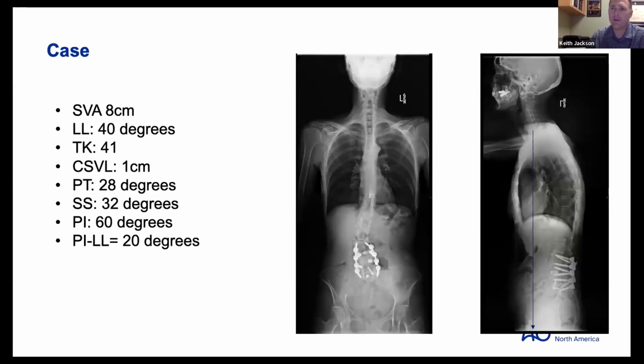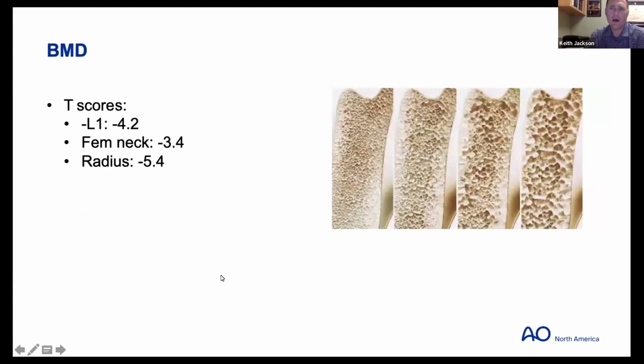So as we get into some of her global spinal parameters, her SVA was a positive 8 centimeters. She has a lumbar lordosis of 40, a thoracic kyphosis of 41. Her CSVL is 1 centimeter. Her pelvic tilt is 28 degrees. Her sacral slope is 32 degrees, and she has a pelvic incidence of 60 with a mismatch of 20 degrees.